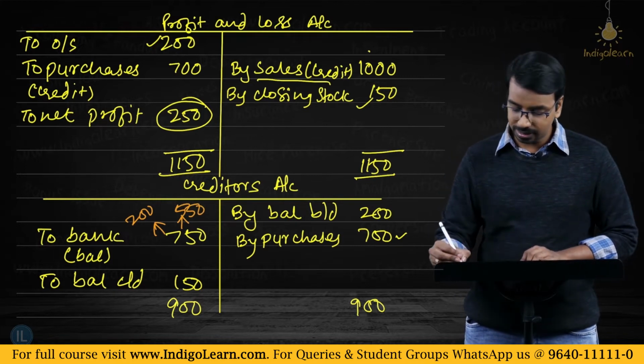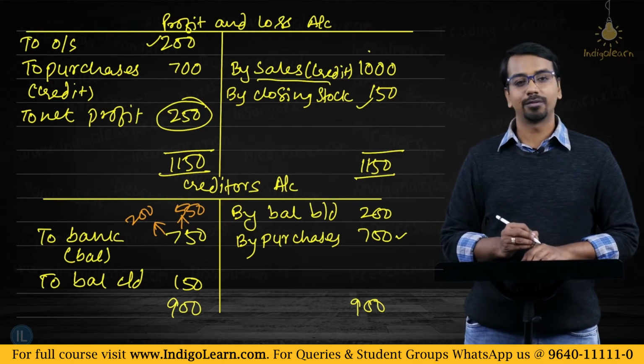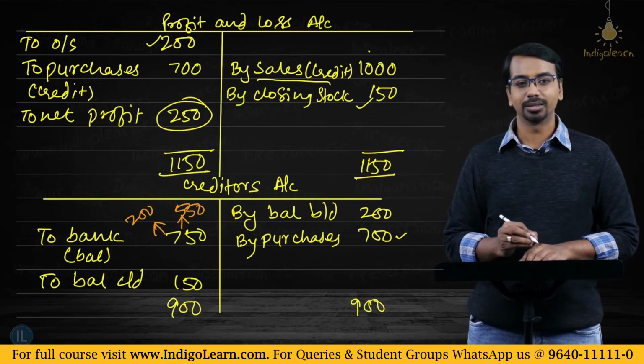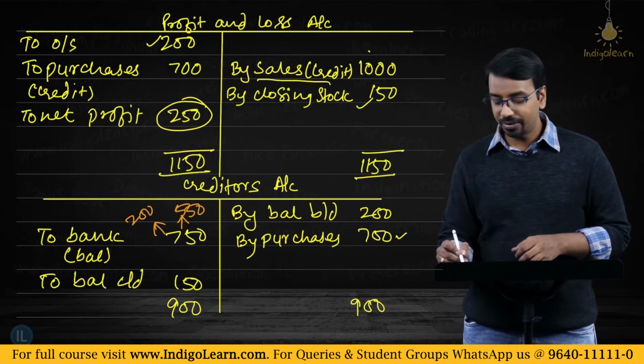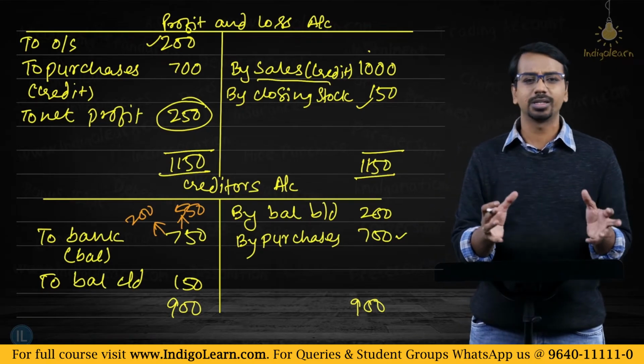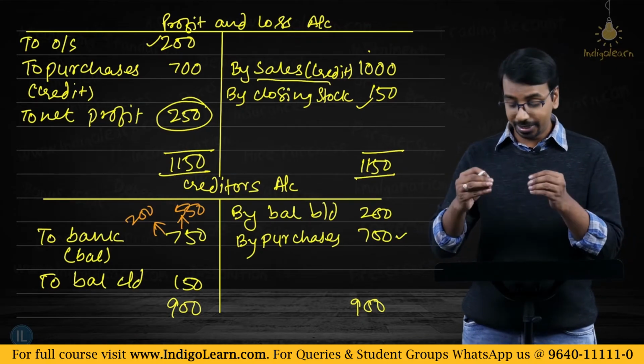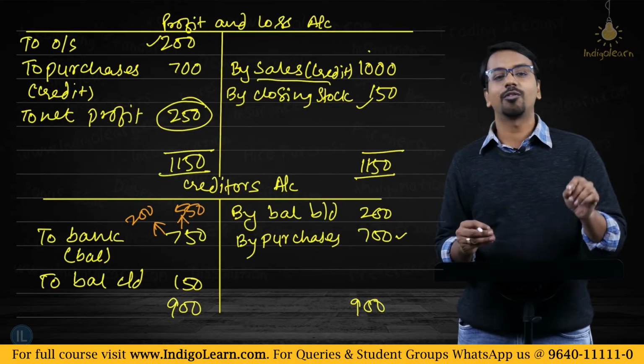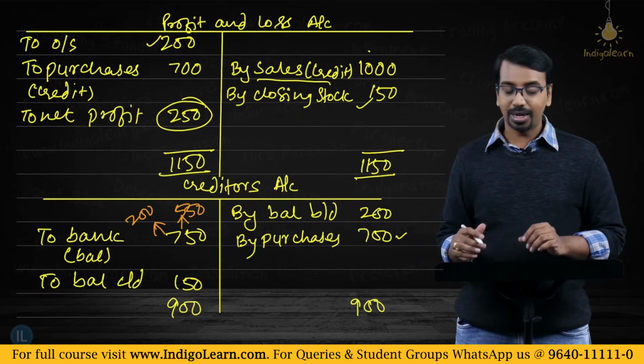That is how you have the closing balance. 700 minus 550, 150 becomes your closing balance. Or if you look at it the other way, 700 you paid in full, the extra 50 you paid towards the opening balance. Either way it is fine to look at. Now, again using the same logic as we did for debtors, what is your opening balance?